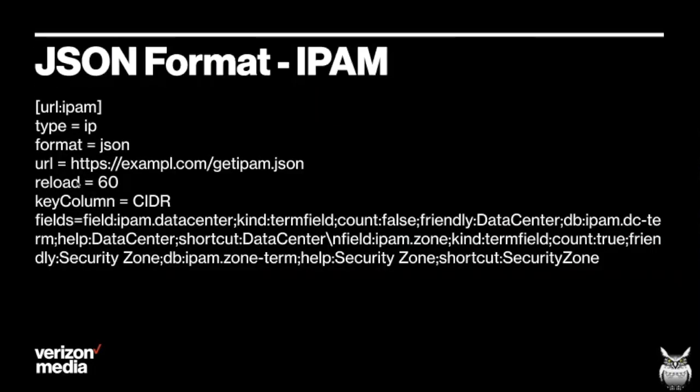And this example was done using JSON. So it's just a URL query. It's saying that the format is going to be an IP type query. We're looking for JSON data to be returned. We're going to reload it every 60 minutes. The column that has the key information is the CIDR column, or it's actually the field, sorry. The field, even though it's called key column, it's the field. And then these are the fields that we're going to support displaying.